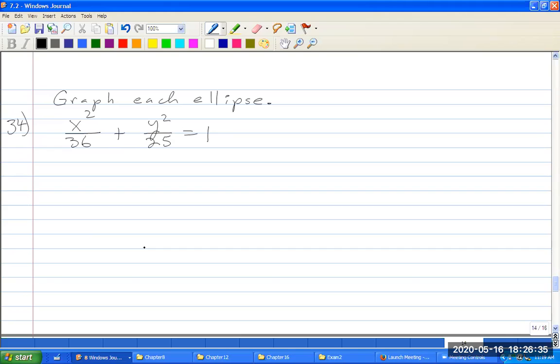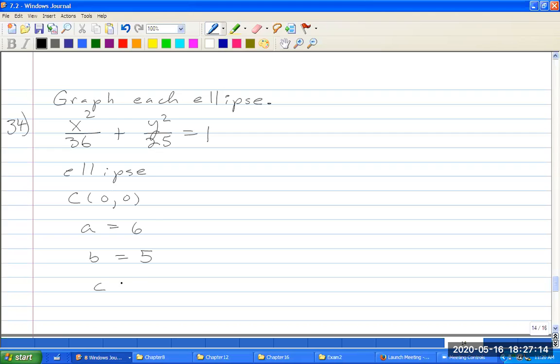Problem number 34. Graph the ellipse. Okay, so we want to graph this ellipse. I know from here that this is an ellipse with a center at the origin. I know that a here is 6, b here is 5. Again, I'm taking the square roots: the square root of 36 is 6, the square root of 25 is 5.